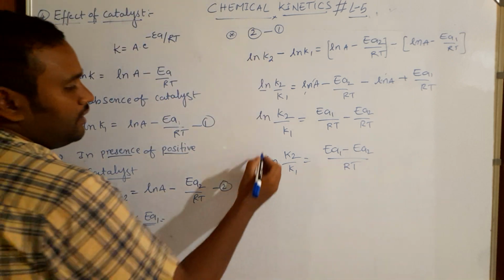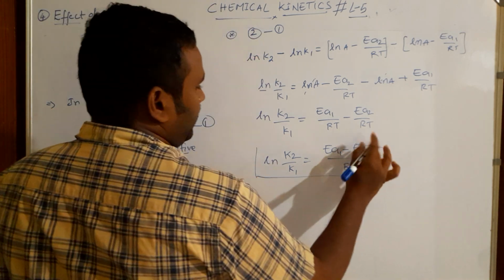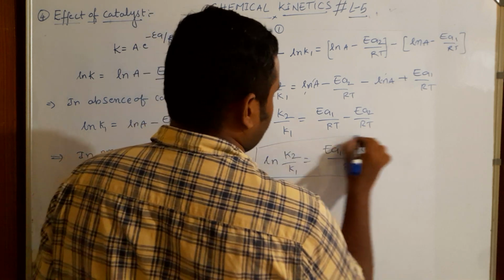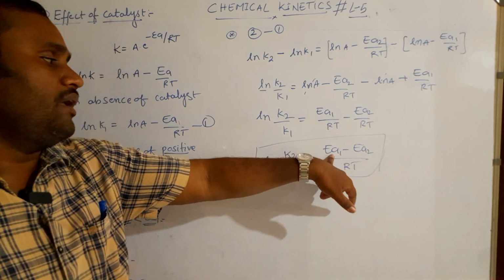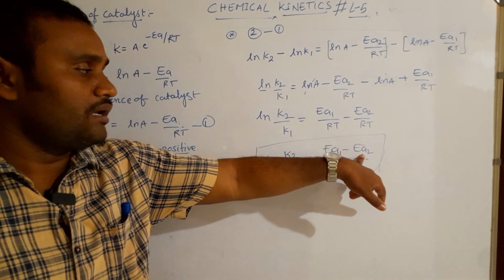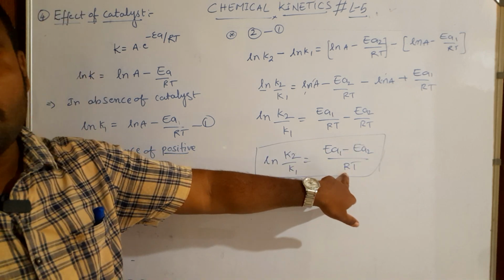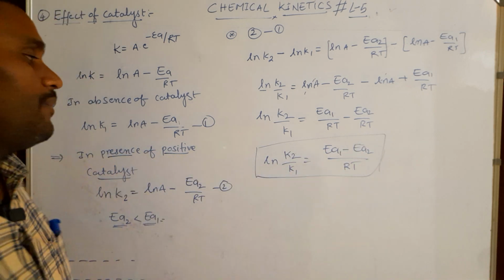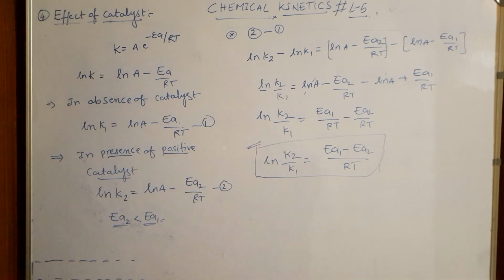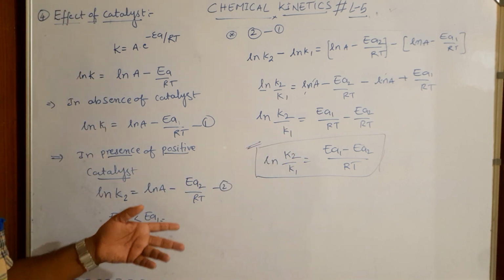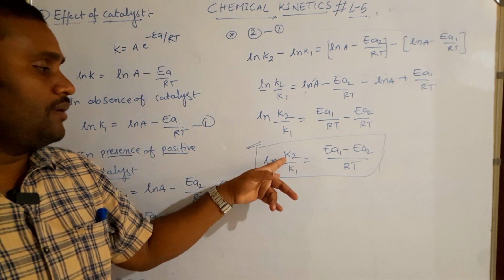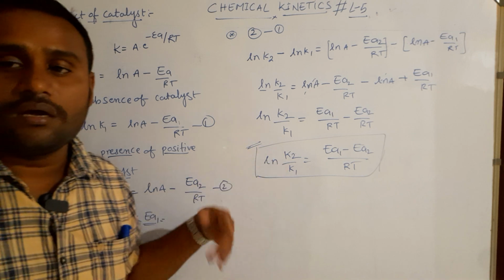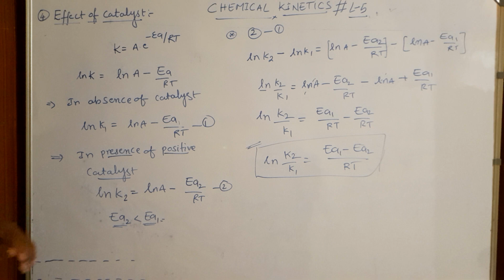So this is the Arrhenius equation which gives the relation between K1 and K2 without and with catalyst. Here EA1 is without catalyst, EA2 is in the presence of catalyst, R is the ideal gas constant, T is the temperature. We use this equation to get the relation between the rate constants K1 and K2. K2 is in the presence of positive catalyst, K1 is in the absence of catalyst. So this is about the Arrhenius equation.